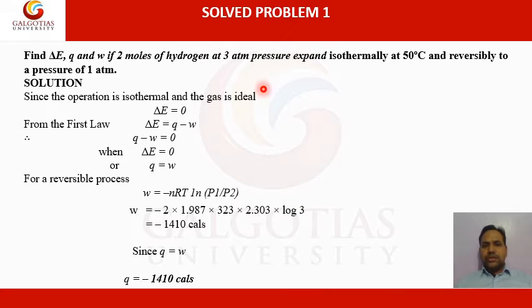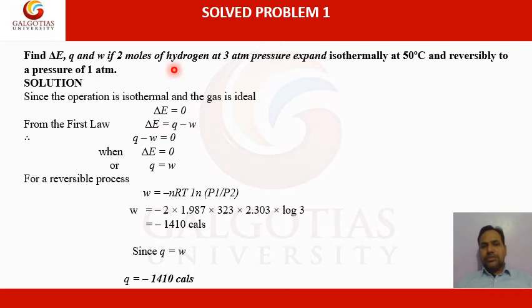Here they're showing a solved problem of some equation. The problem is: find out the delta E, where Q and W are given, if 2 moles of hydrogen at 3 atmospheric pressure expand isothermally at 50 degrees centigrade and reversibly to a pressure of 1 atmosphere.